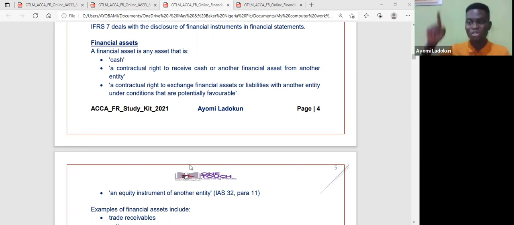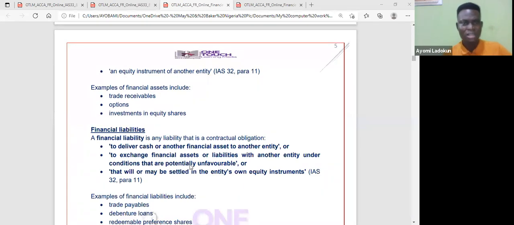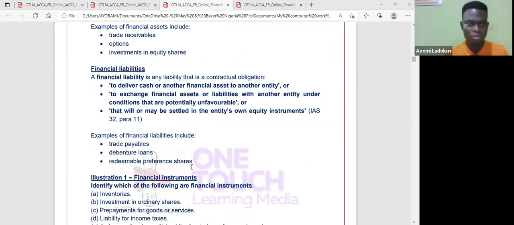Or is an equity instrument of another entity. So if I invest in ordinary shares of another entity, it's an asset to me. That's financial asset. So you have examples of financial asset, for example, trade receivables, people buy from me on credit. So that's financial asset. Options, okay, investment in equity shares. So those are examples of financial assets. So you need to take notes in case the examiner decides to pick you up on that.